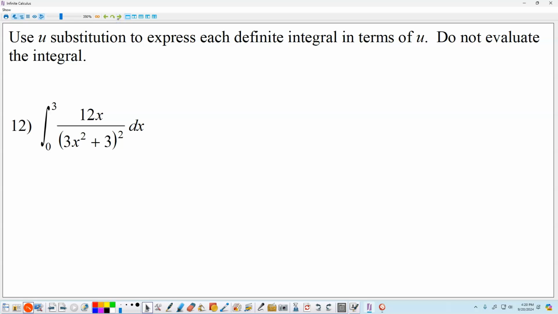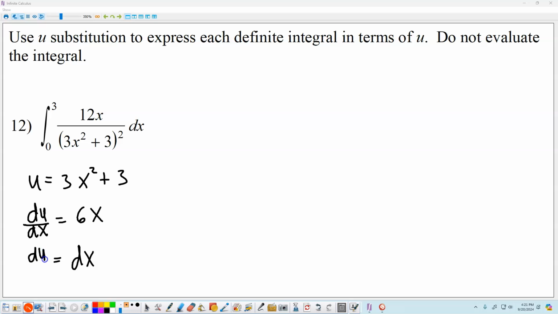Number 12. This one says use u substitution to express each definite integral in terms of u, but you don't need to evaluate it. And so this just basically means after you do your u substitution, you can leave it. You don't have to actually do the integration. So the u in this case, once again, is going to be the inside portion. And we do our derivative of u with respect to x, which is 6x. We're going to get that dx by itself, which is going to be that.